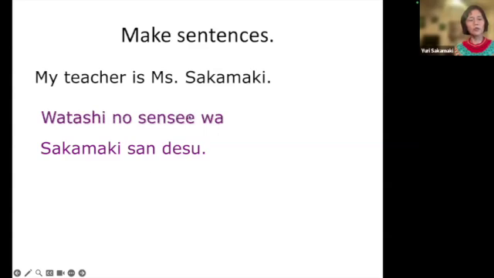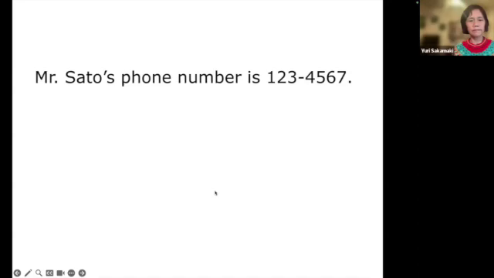But then you want to tell me who you want to talk about. Oh, you want to talk about my teacher. So indicate that with wa. So this is how you can make a long sentence like this using different particles like no, wa, and then the copula, desu, making a noun into a sentence. All right. Wow.